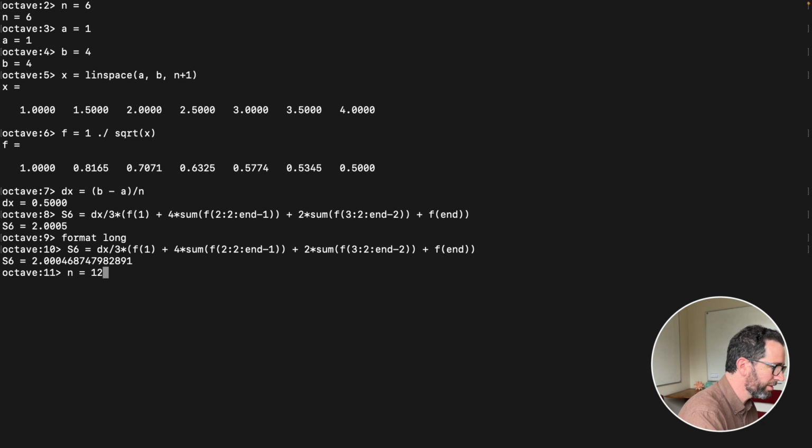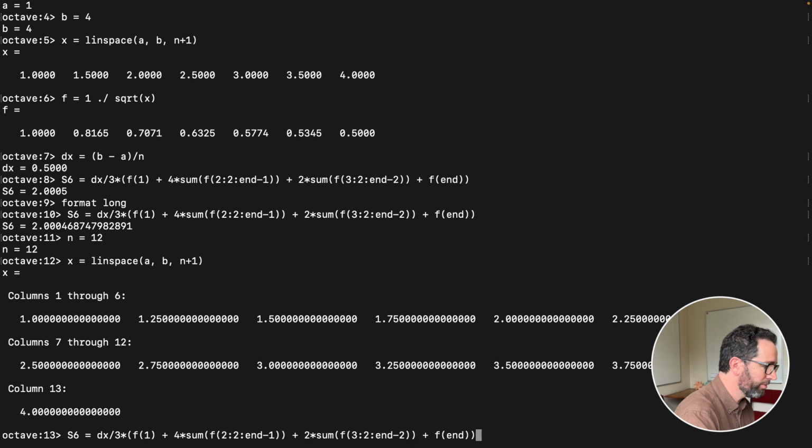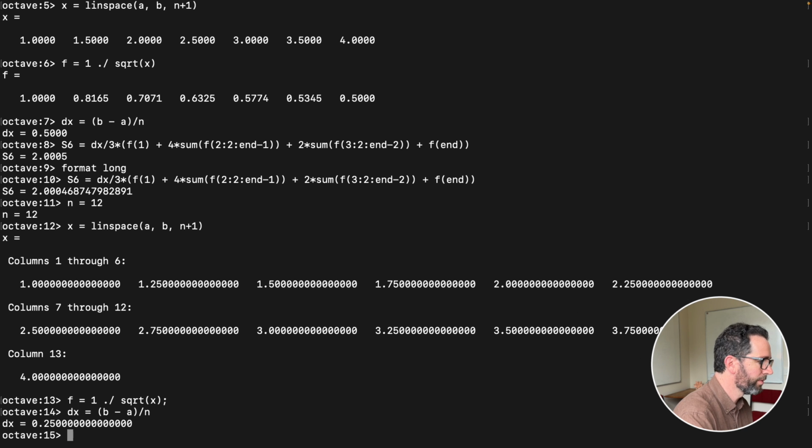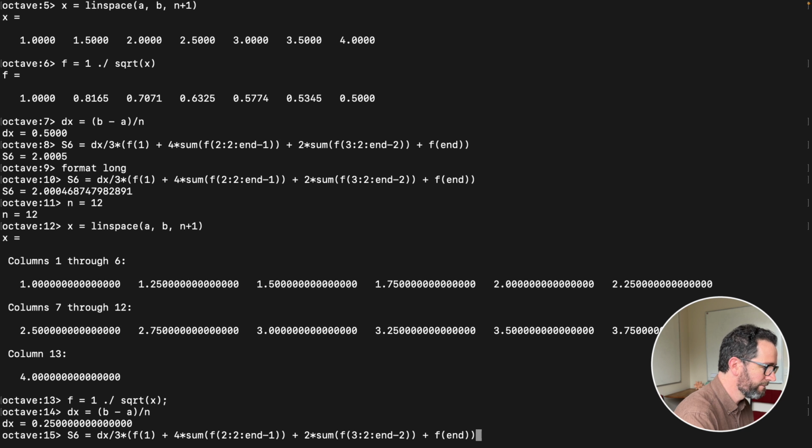So let's just go through the same calculation again. This time I'll go n equals 12. I'll need to recalculate my x's. I will need to recalculate my f's. Maybe I'll put a semicolon on so they don't all print out. I will need to recalculate my dx, which should now be 0.25. That's good. And then I'll just go and do my calculation again. There it is. So let's just call that S12.